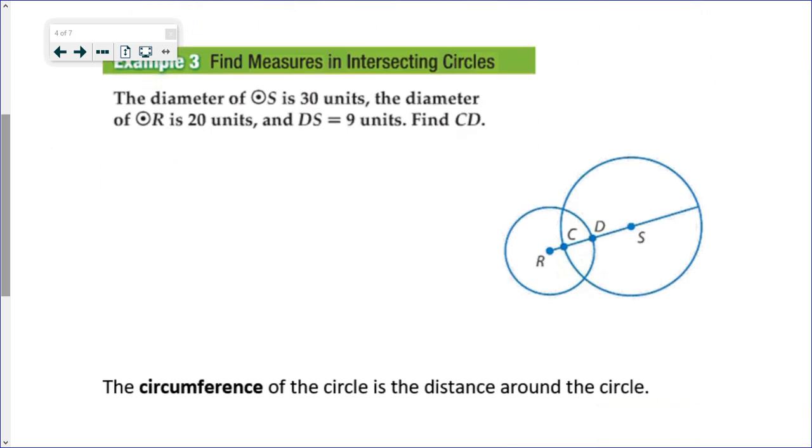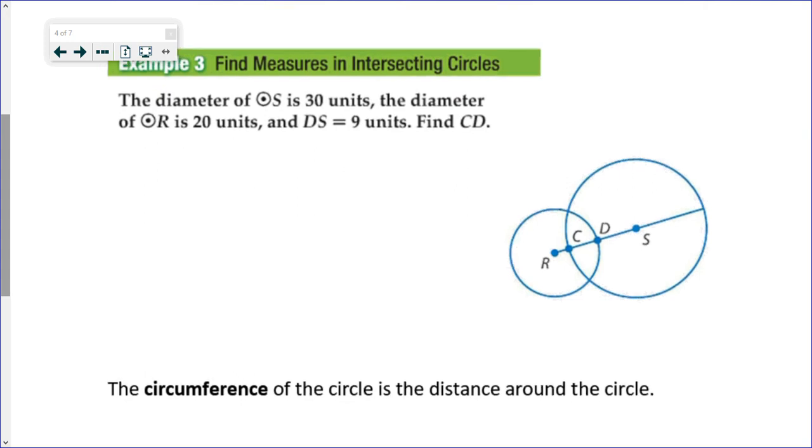Find measures in intersecting circles. All right, so this next example, we're going to find some measures in some intersecting circles. Clearly these circles intersect at 2 points. The diameter of circle S is 30 units. The diameter of R is 20 units. And DS is 9 units. Find CD.